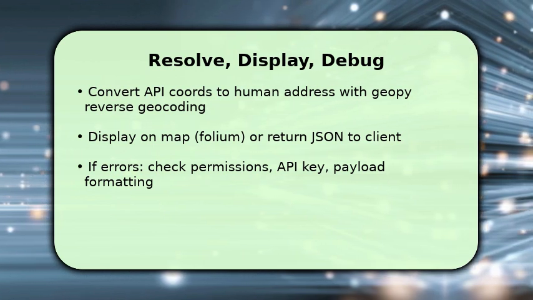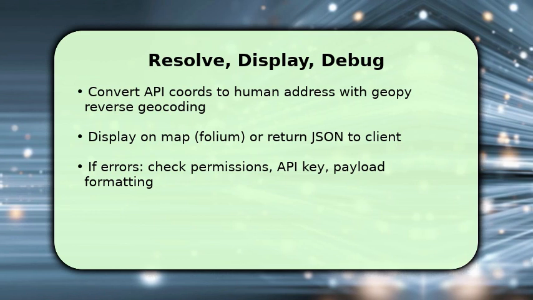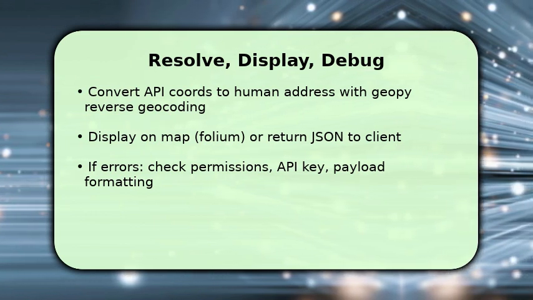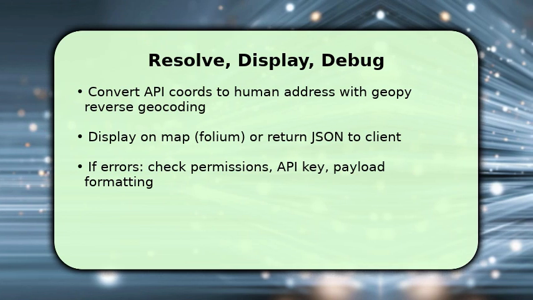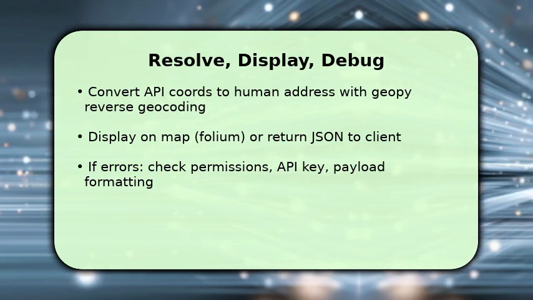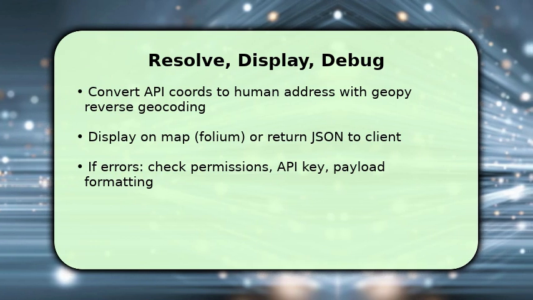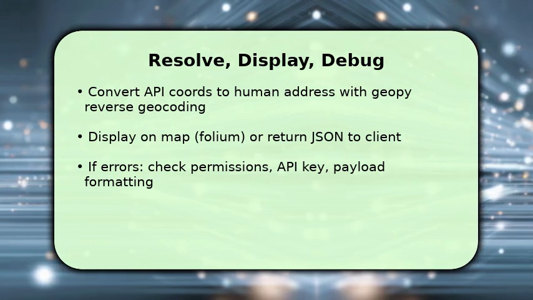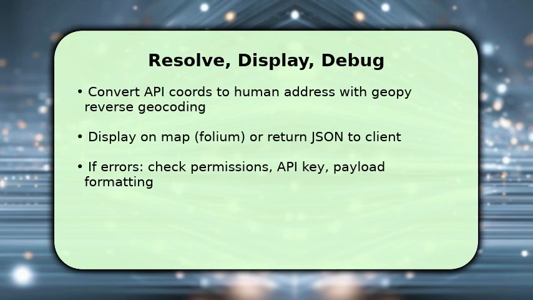If results are off or you get errors, verify device permissions, confirm the API key and billing, inspect payload fields and timestamps, and examine network latency. One key troubleshooting tip: log raw device output and API requests to pinpoint mismatches.